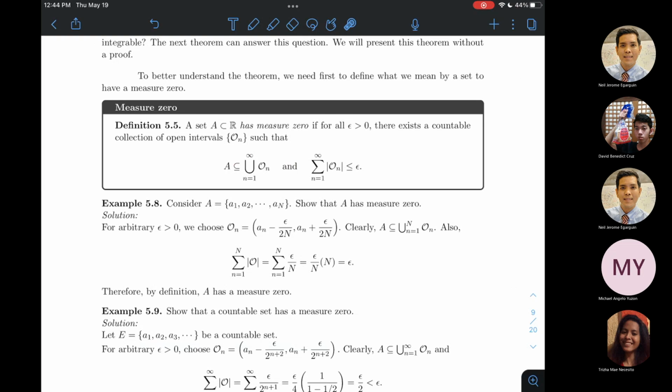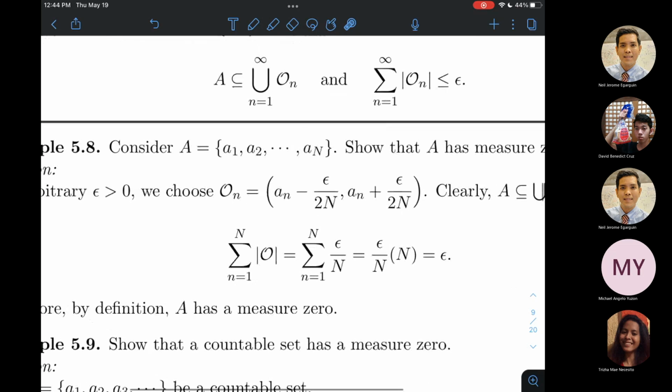So ang measure ng isang set ay 0 kapag makakahanap ako ng isang countable family na mga open intervals na yung union ng mga open intervals na yon ay kaya niyang matakpan yung set A, pero dapat yung sum ng mga lengths nung mga open intervals na pinangko-cover ko ay hindi lalampas ng epsilon. And you should be able to do this for all epsilon greater than 0. So ibig sabihin, ang isang set ay magkakaroon ng measure 0 kapag kaya ko siyang takluban ng napakaliliit na open intervals. There is a countable family of very, very small open intervals that can cover the set A.